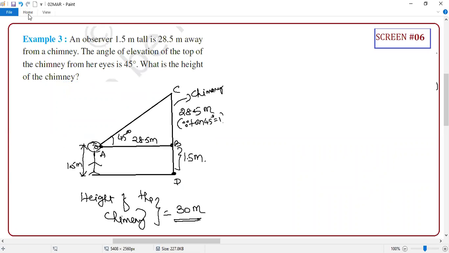Any doubts? This is a repeated question, a 2 mark question in the board exam. Are you clear? Anyone having doubt?